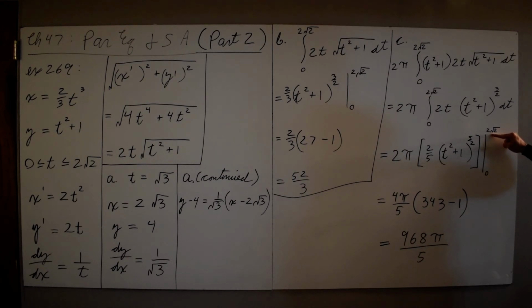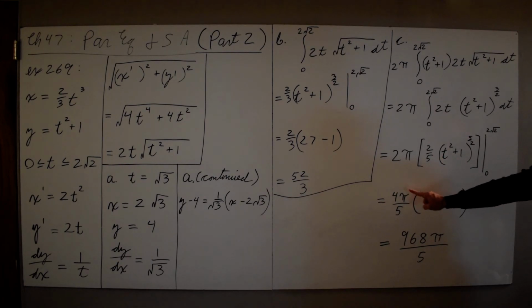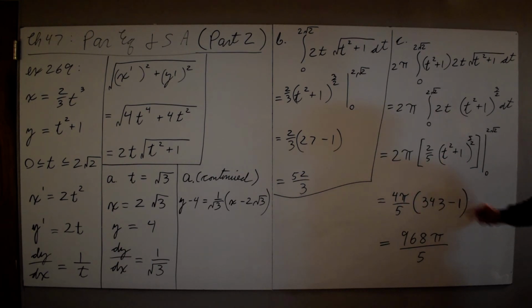We'll substitute 2 square root of 2 in for t. Again, remembering that this is square root of 8, so this is just 8 plus 1 right here. So what we did here is we factored out a 2/5 to get our 4 pi over 5, and then we substituted square root of 8, substituted 0. When we substituted square root of 8, we have 343. When we substitute 0, we have 1. So we just subtract and simplify.